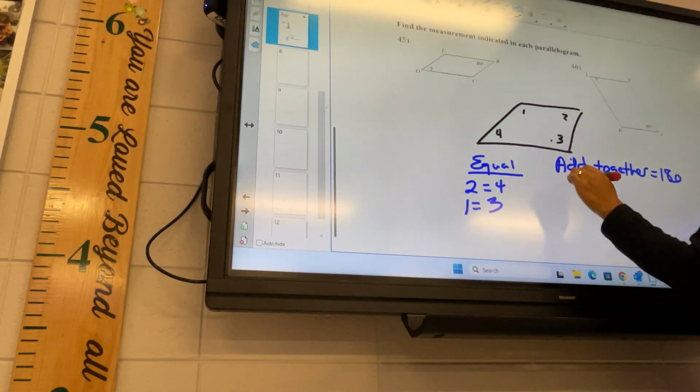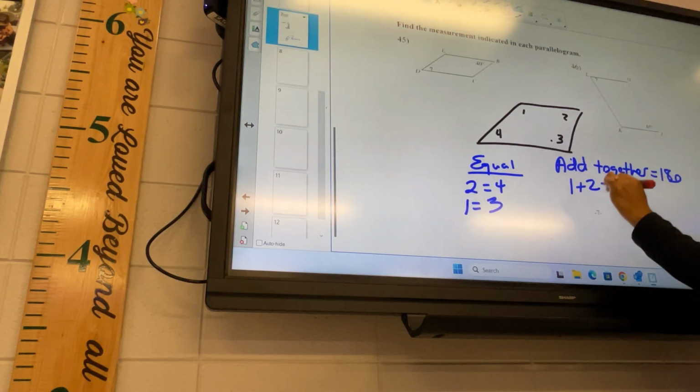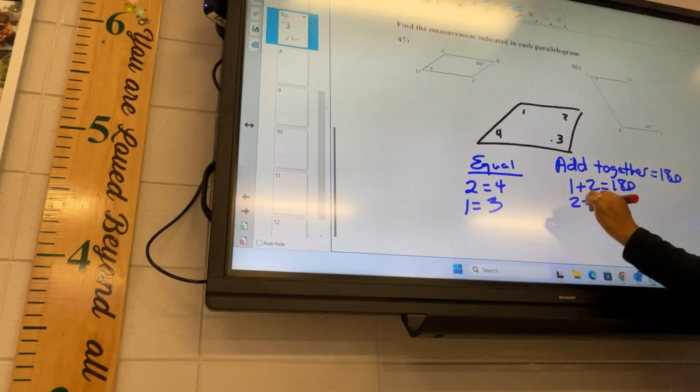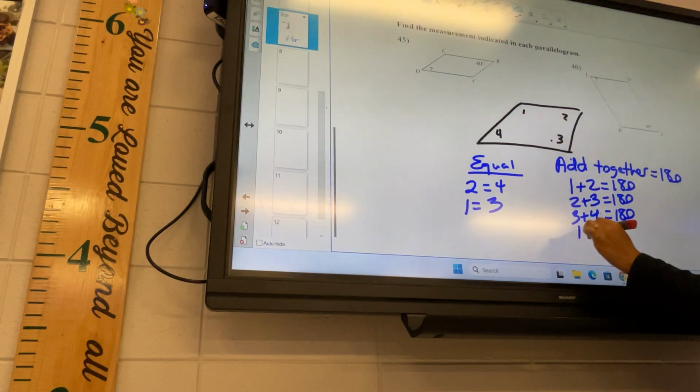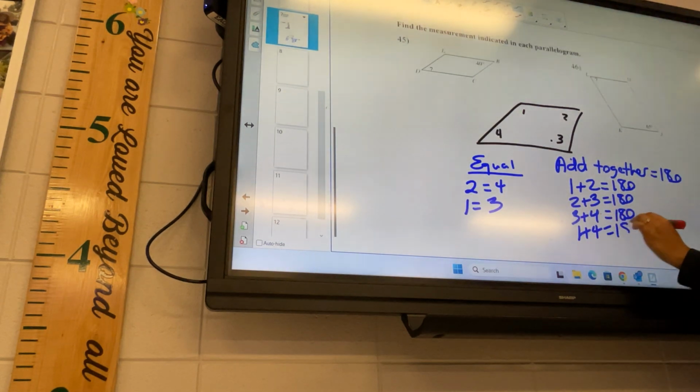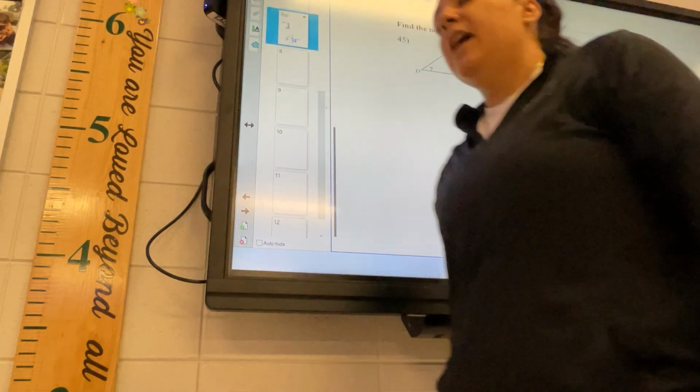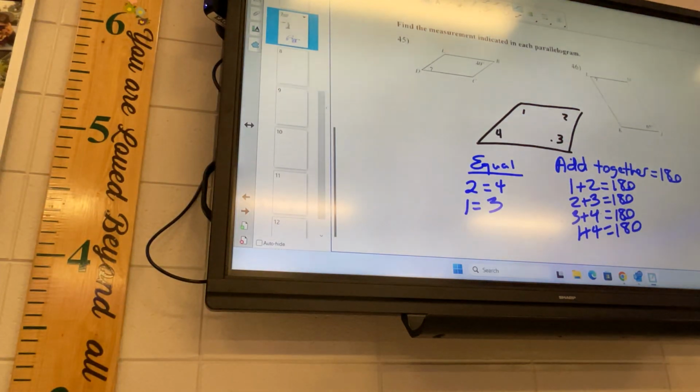Okay, it's going to look like 1 plus 2 equals 180. 2 plus 3 equals 180. 3 plus 4 equals 180. Or 1 plus 4 equals 180. Okay, so same sides, you add together. Opposite corners are equal.